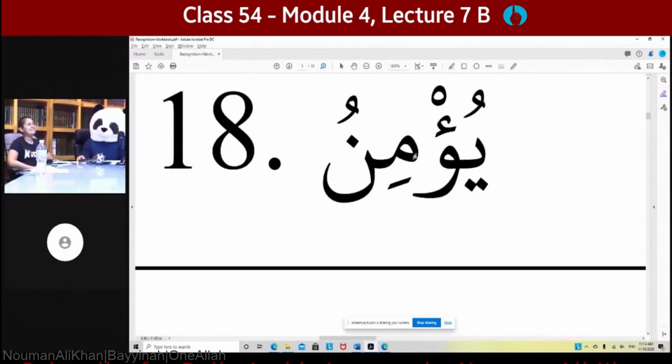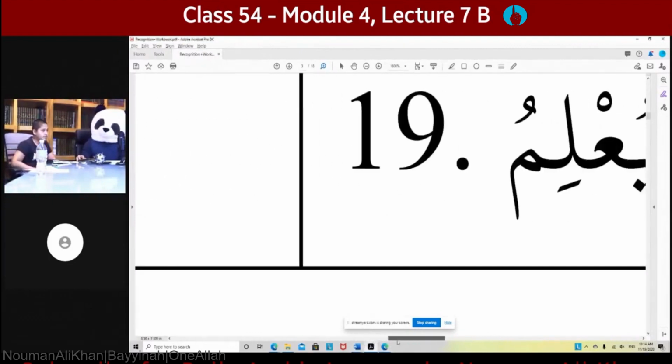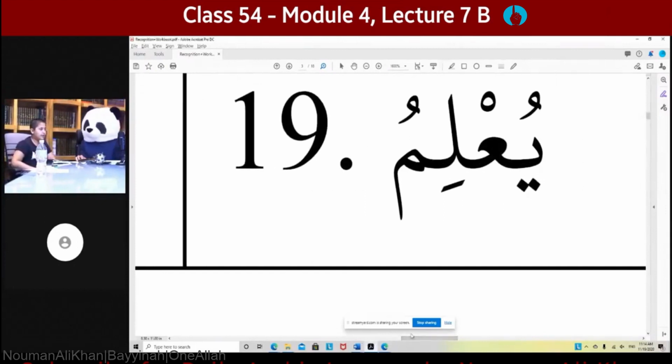Okay. Yu'minu. Yu'manu. Yu'limu. Yu'lamu. But it's already passive. Yu'lamu. Yeah, but ui, right? Past ui is already passive, right? Oh, it's past passive. That's not passive.